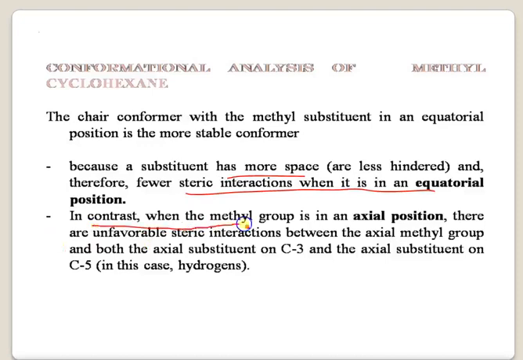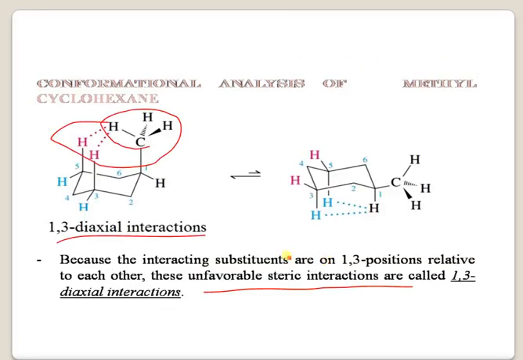In contrast, when the methyl group is in the axial position, there are unfavorable steric interactions between the axial methyl group and the axial hydrogens on carbon 3 and carbon 5. This is called 1,3 diaxial interaction. That's why axial methyl cyclohexane is less stable than equatorial methyl cyclohexane, due to these 1,3 diaxial interactions with each other.